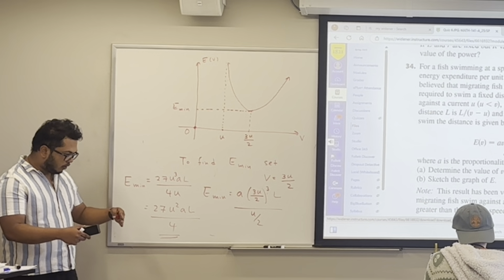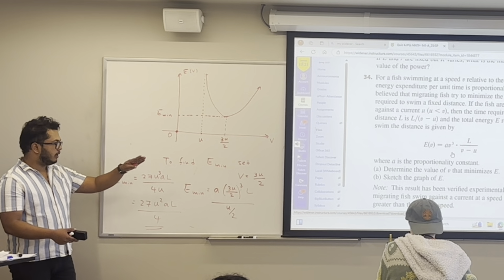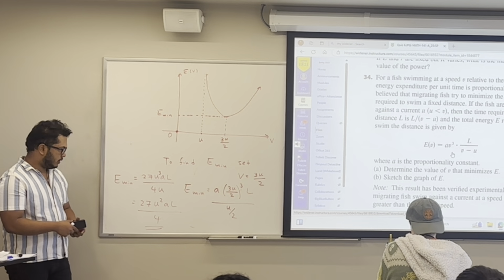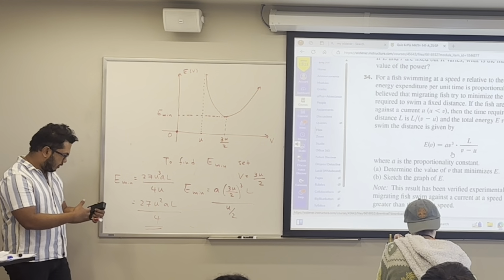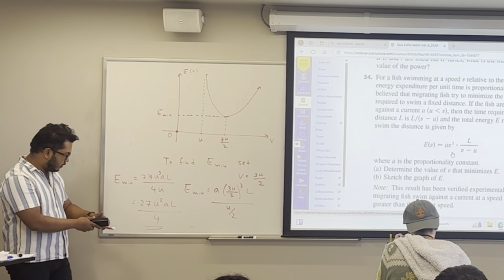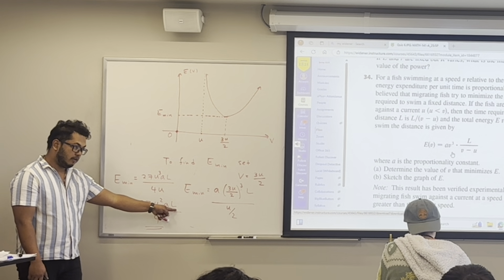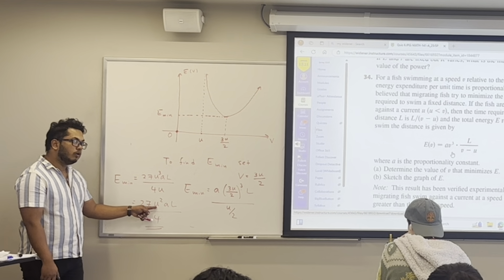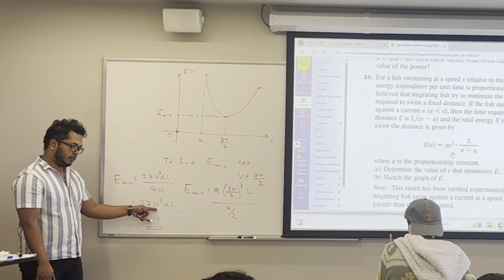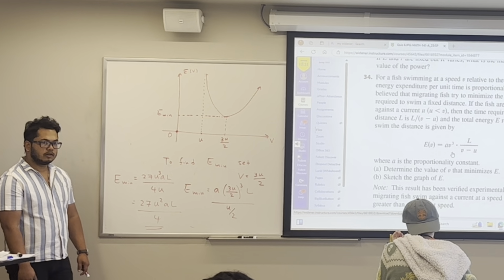So if you want to really know how much energy the fish spends, this is the energy it spends to travel a distance L with the stream speed U.